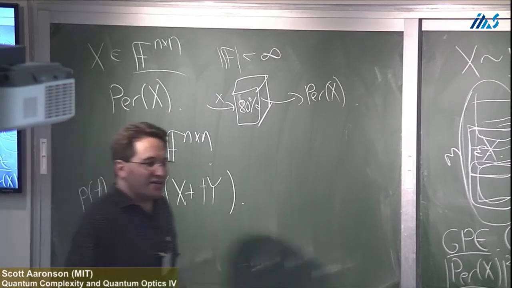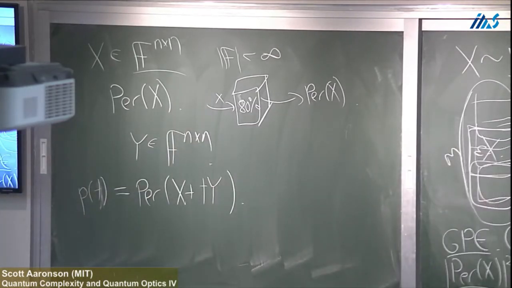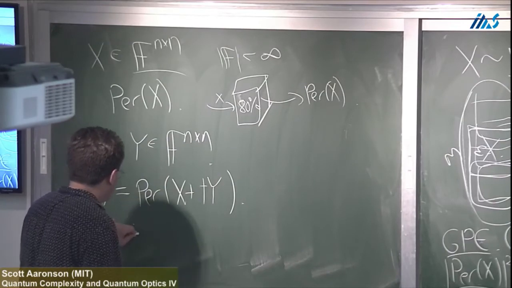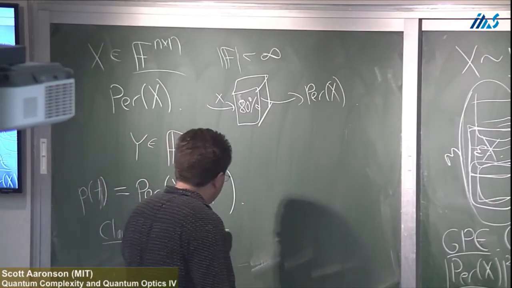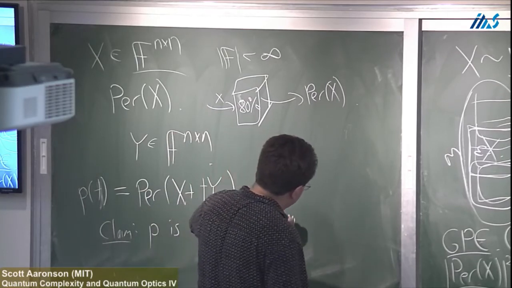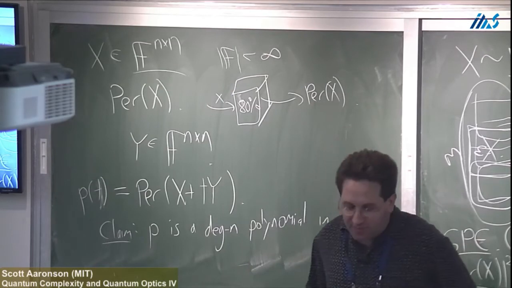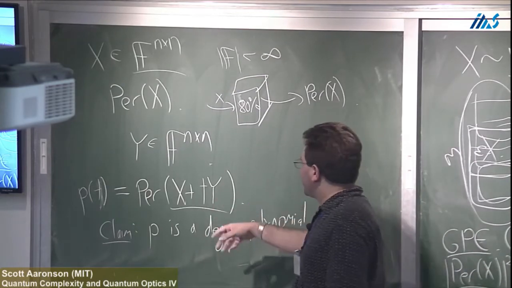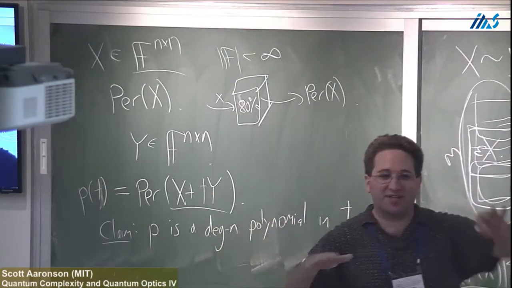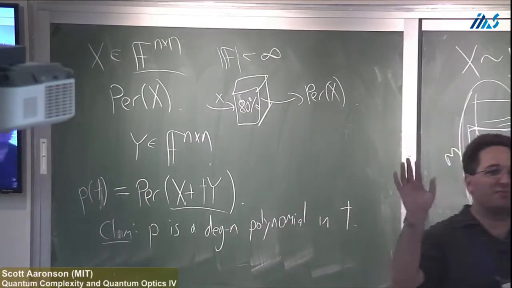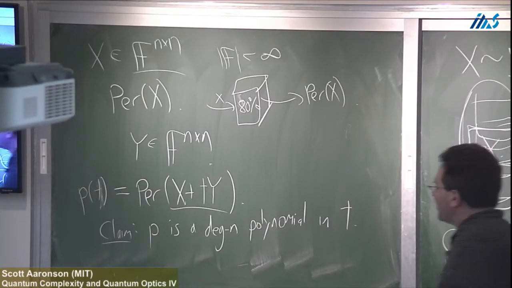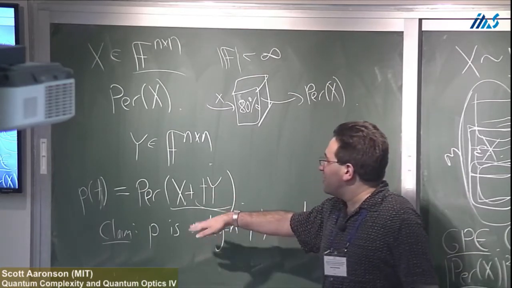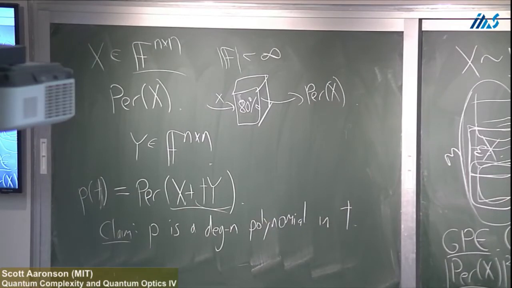Now, I claim that P of T is actually a low-degree polynomial in T. Why? Just look at it. Each of the entries of X plus TY is an affine function of T. You take the permanent, you're just multiplying n of those things and then adding up a bunch of them. So you get a degree n polynomial in T. But furthermore, I claim that except when T equals 0, each of these matrices is essentially a random matrix.